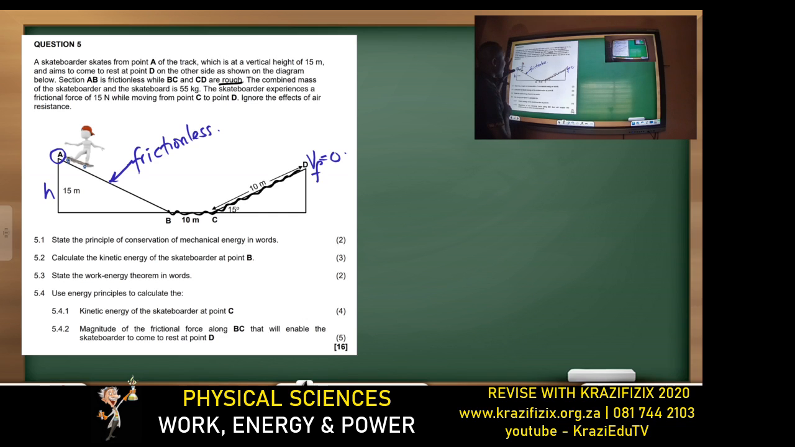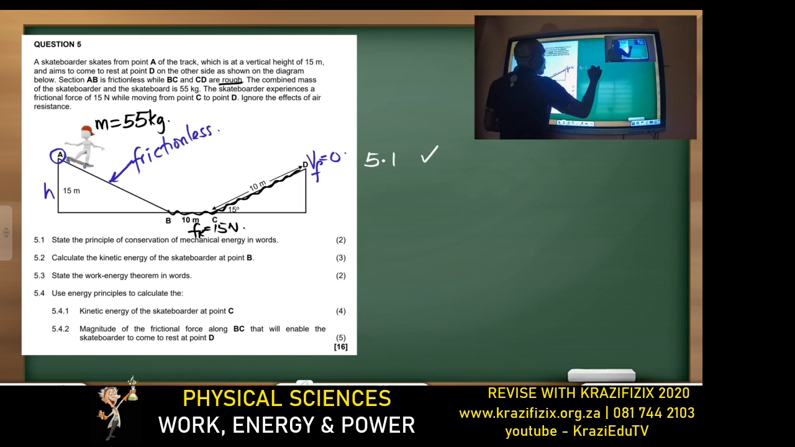The combined mass of the skateboarder and the skateboard is 55. Let's put that information down: m equals 55 kg. The skateboarder experiences a frictional force of 15 newtons while moving from point C to D: Fk equals 15 newtons. Ignore the effect of air friction. 5.1. Do you notice we stated that a while ago? Because of time, I am just going to consider that then: in an isolated system, the total mechanical energy is conserved.